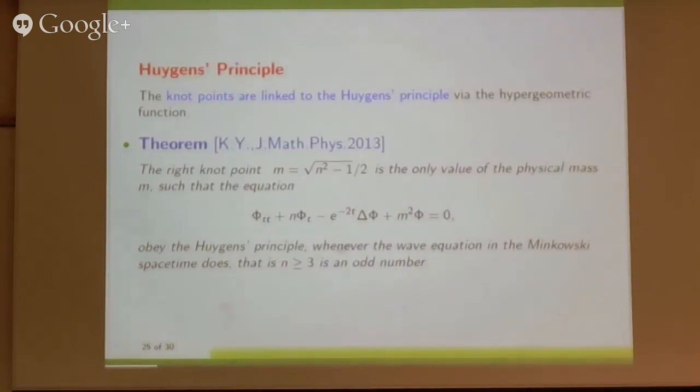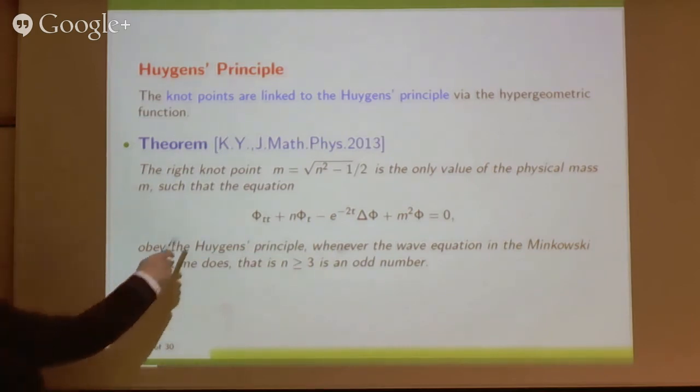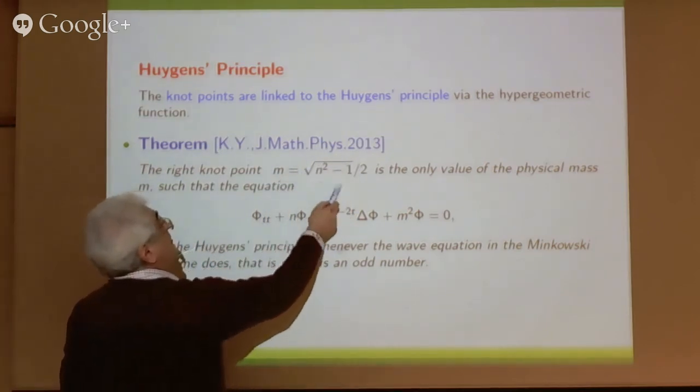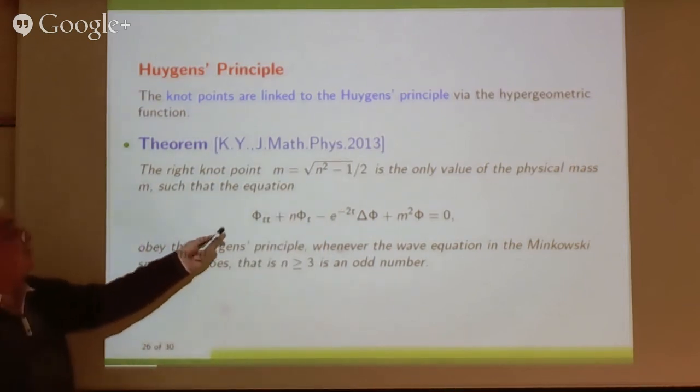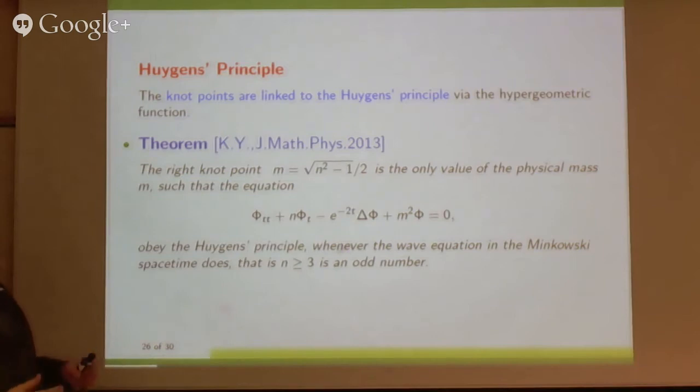So we got some points. And then let us go back to Huygens principle. This is some result about Huygens principle: that the only node point, if mass equals this number, allows this equation to be a Huygensian equation, to satisfy Huygens' principle.